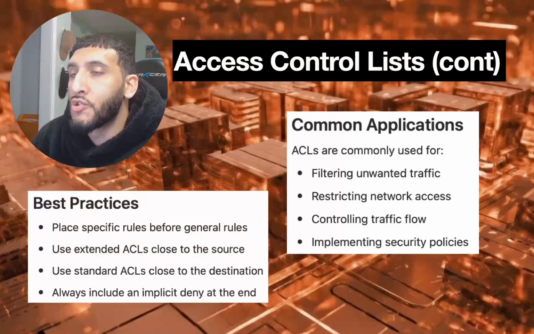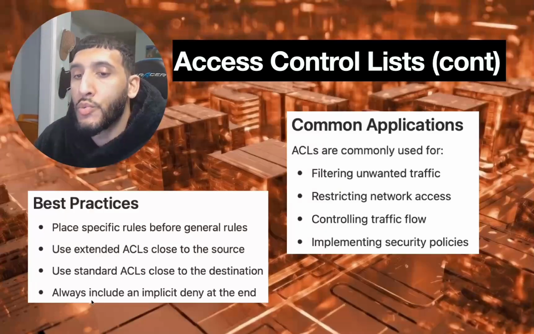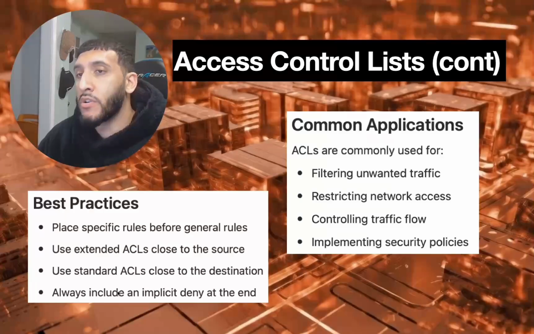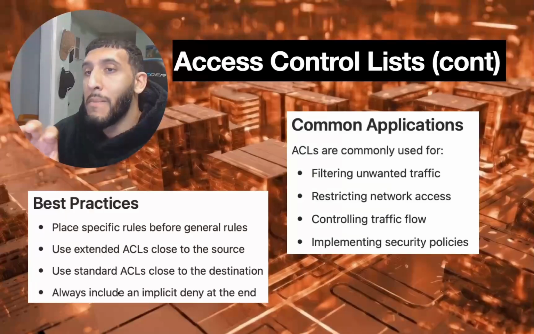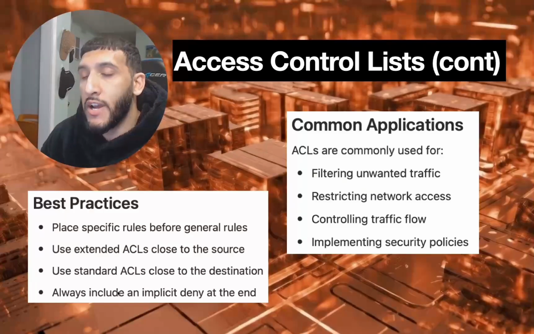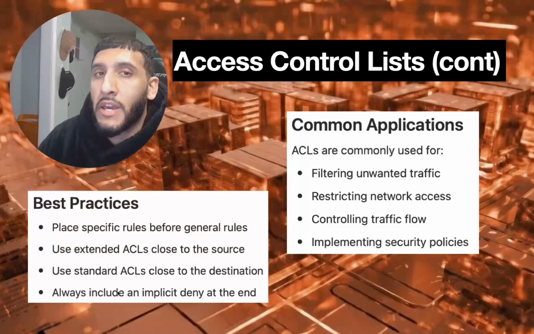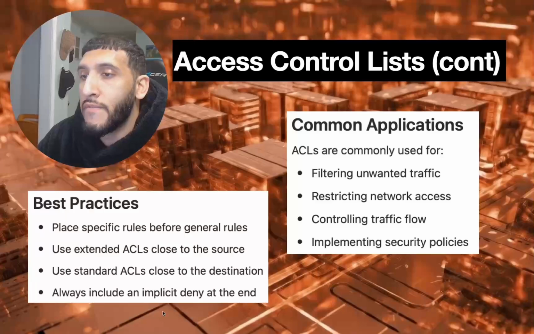These are some access control list best practices and common applications. Best practices, you want to place your most specific rules at the top of the list and then work your way down. And at the end, you always want to include an implicit deny. What this means is you're going to have your rules set out that you want your network to follow, and at the end, if nothing matches the parameters you set, you're going to just deny that traffic. And like I said before, common applications, they're used for security, filtering traffic, restricting access, controlling traffic flow, etc.